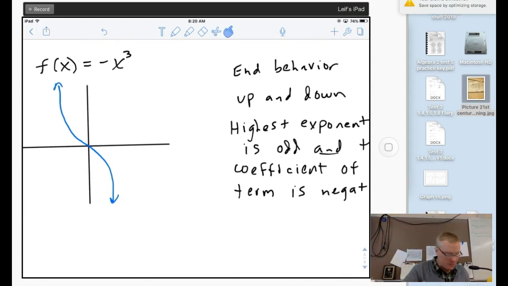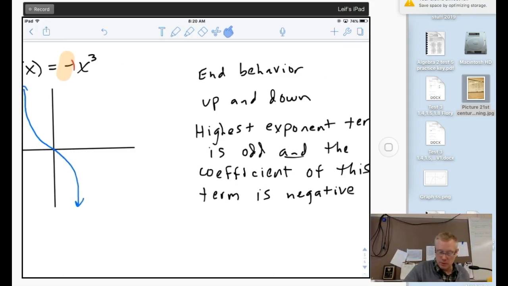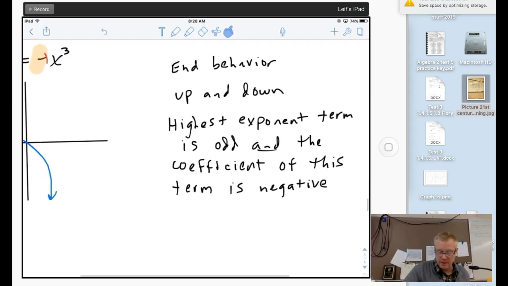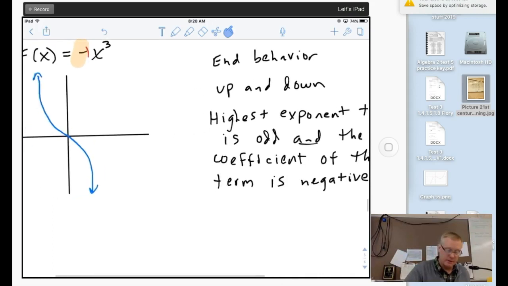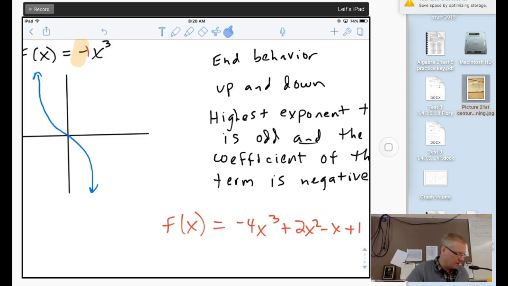Next one and last one is up and down. So this is the same kind of thing, except a is negative because there's a -1 in front of that x to the 3rd. So the highest exponent is odd, and the coefficient of the term is negative. So it doesn't matter if it's negative x to the third or negative 4x to the third. This will be the same thing, plus 2x squared minus x plus 1. This will have the same kind of end behavior in the leading coefficient test. All right.